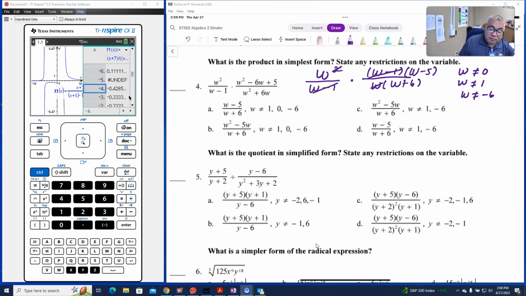And when we simplify, we will have w times w minus 5 divided by w plus 6. Now you notice it's not there, but what they did is they went ahead and multiplied w times w, which gives you w squared, minus 5w divided by w plus 6. So which of these is going to be? Well, definitely A is not it. D is not it. And we know our restrictions are 0, 1, and negative 6, so the best answer is B. B is our answer.